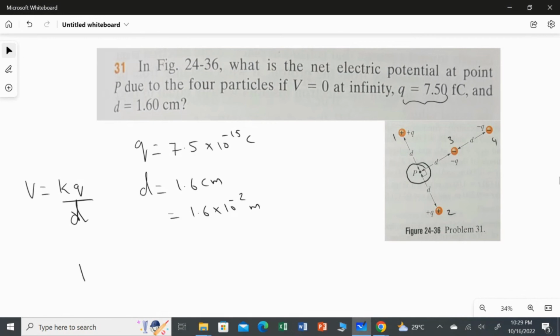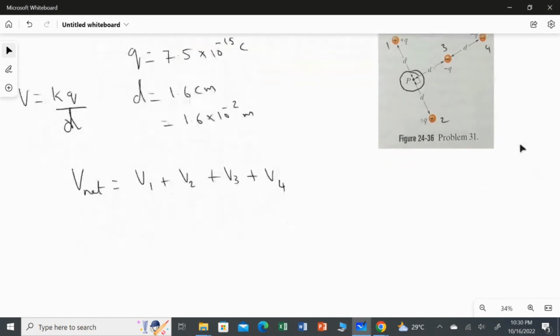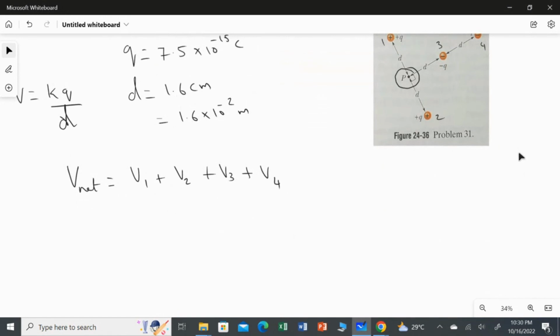So let's start. The net potential is equal to the potential for the first charge V1 plus the potential for the second charge V2, then the potential for the third charge V3, and the potential for the fourth charge V4. Clear? Now I am going to apply the values here. So let's see what the answer is. This formula I am going to apply for each of V1, V2, V3, and V4.